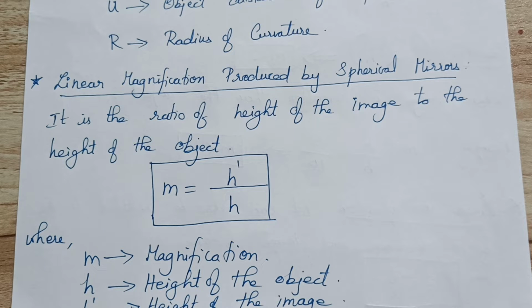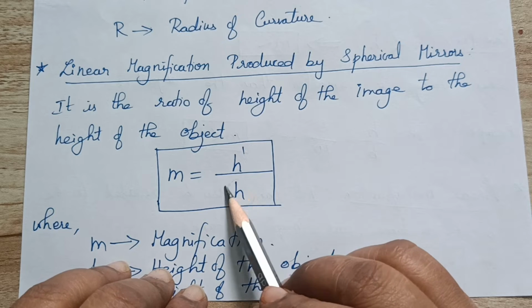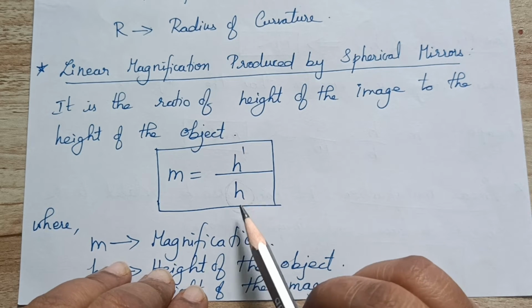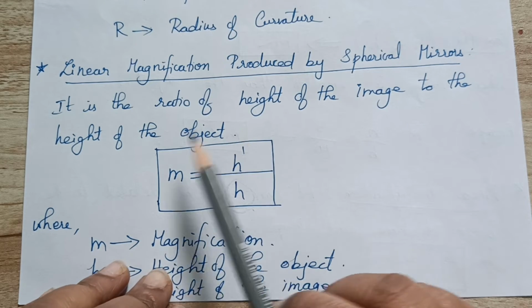The image may be the same size as the object, or it may be enlarged, or it may be diminished. How will you say whether the image is enlarged or diminished? We compare with the original size of the object, right? Comparison is nothing but a ratio. So we always compare the image formed with the height of the object. It is the ratio of the height of the image to the height of the object.